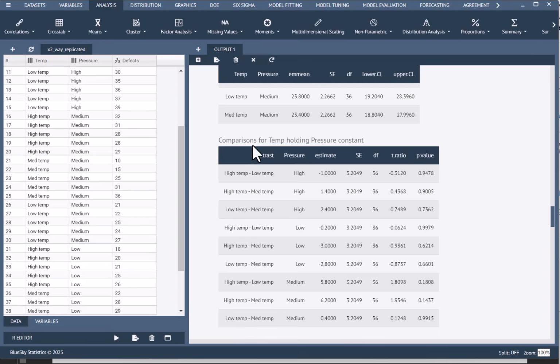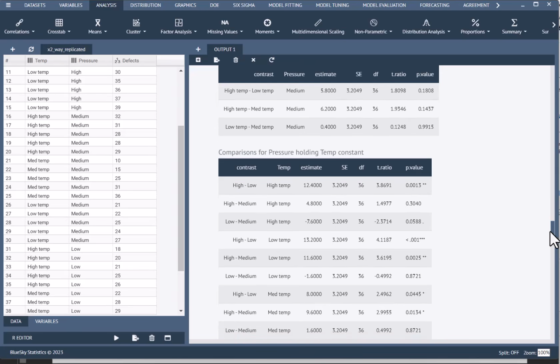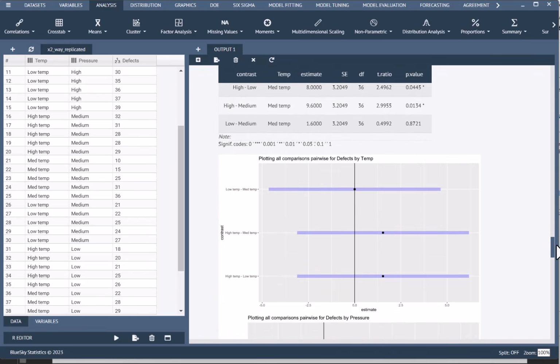And comparisons for temperature and constant pressures. Here are the p-values, and none of those are statistically meaningful. Pressure for constant temperature. Again, we have two-way contrast, and we have several that are statistically meaningful. We're going to probably want to look at the plots to make sense of these.